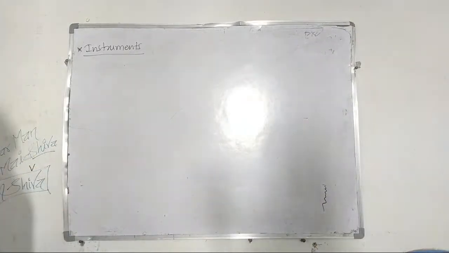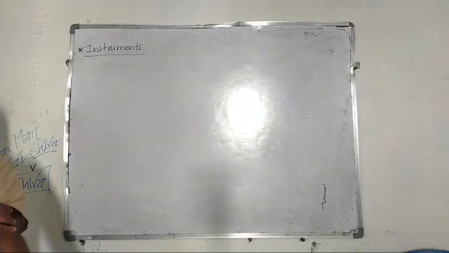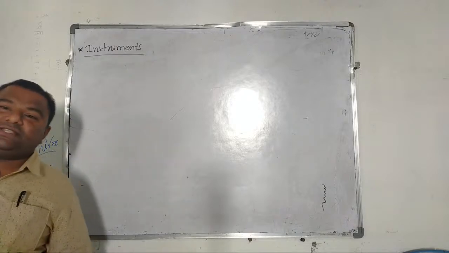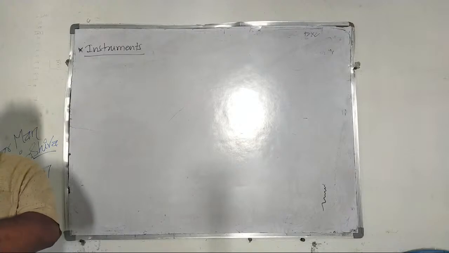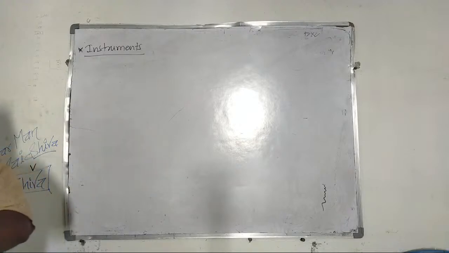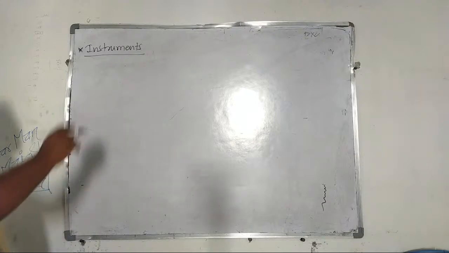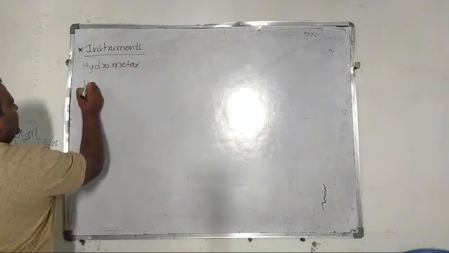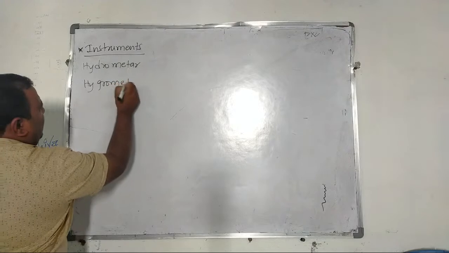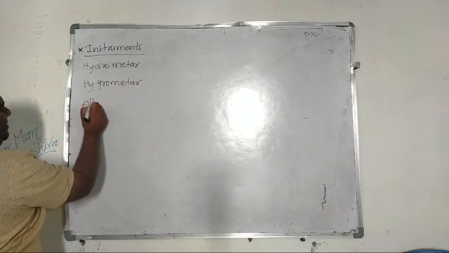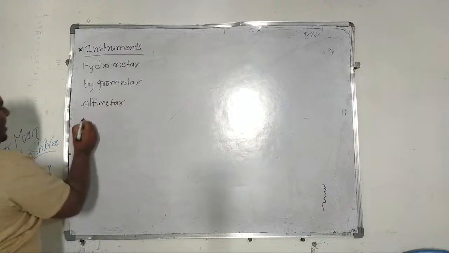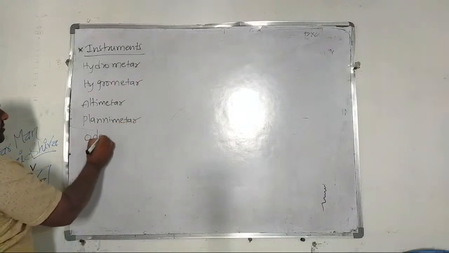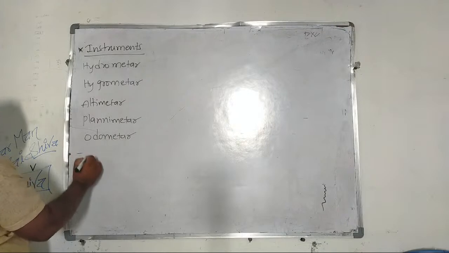So now next one, we discussed some of the instruments. Every time in the examination they are asking which instrument is used for which purpose. So the instruments are like this: hydrometer, hygrometer, altimeter, planimeter, odometer, and venturimeter.